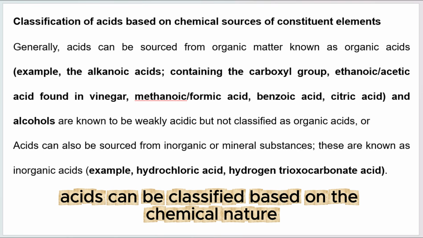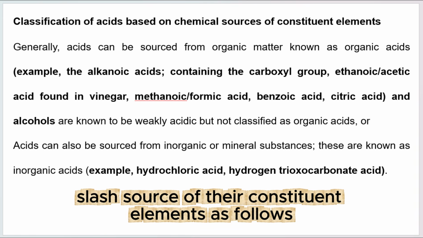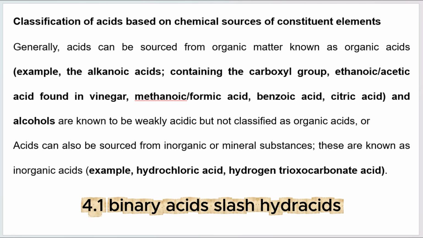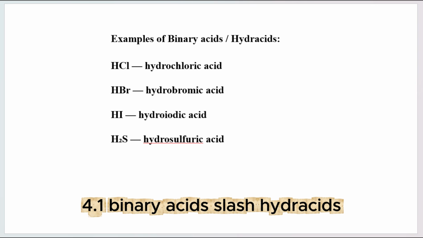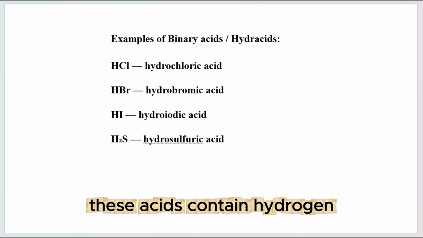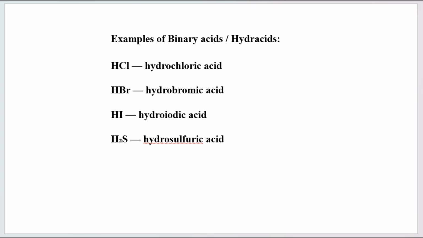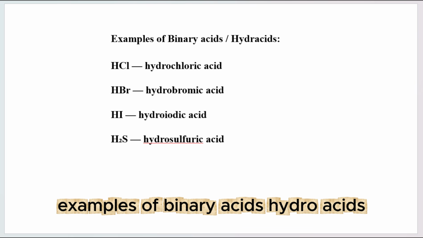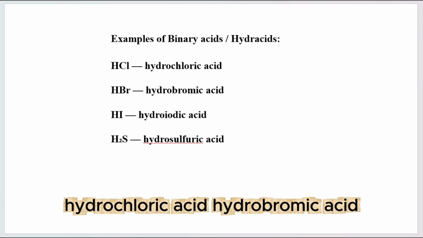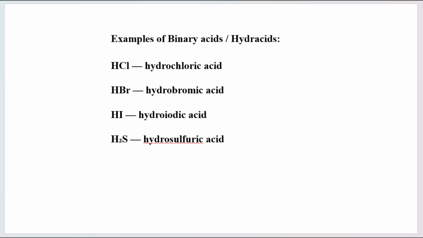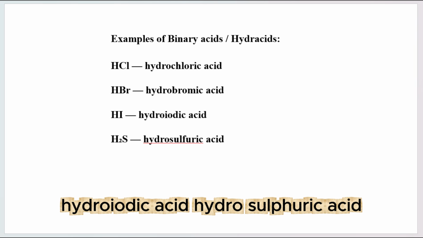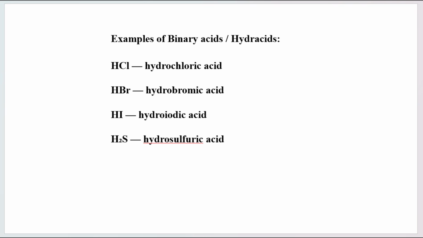More so, acids can be classified based on the chemical nature or source of their constituent elements as follows. 4.1. Binary acids or hydracids. These acids contain hydrogen and only one nonmetal element. They do not contain oxygen. Examples of binary acids or hydracids: hydrochloric acid, hydrobromic acid, hydroiodic acid, hydrosulfuric acid.